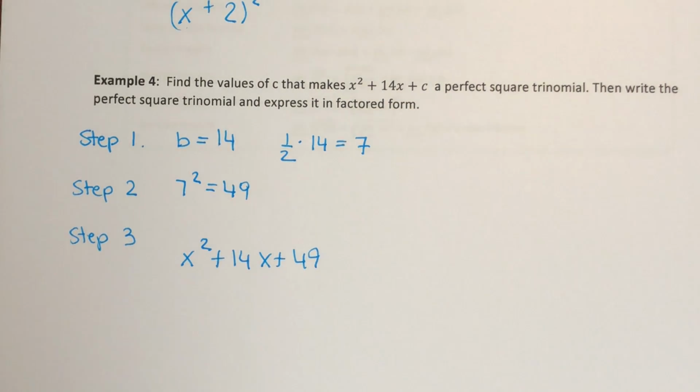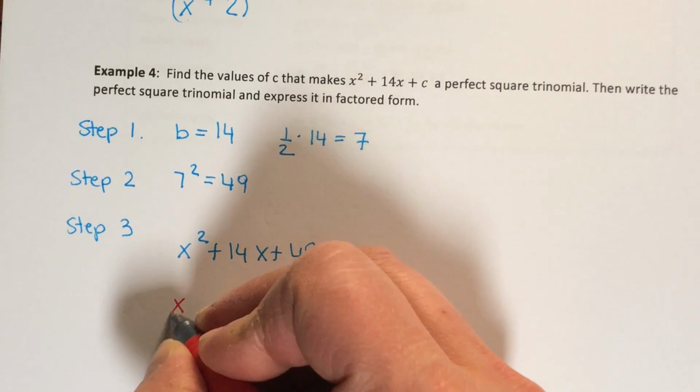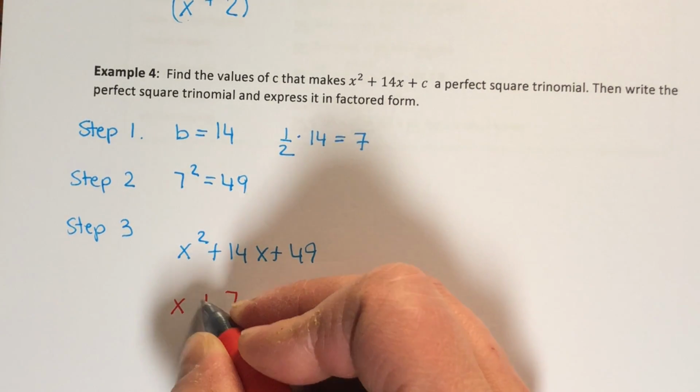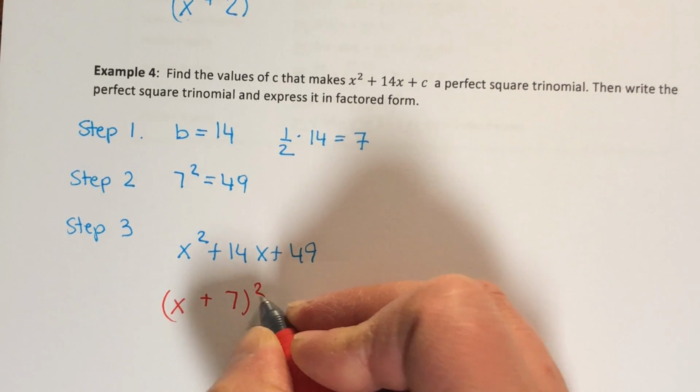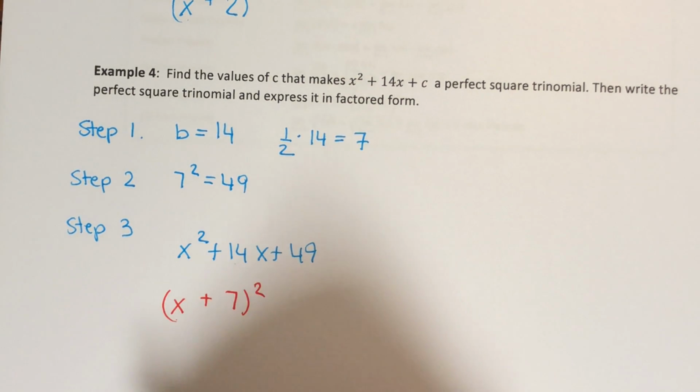That is the first part of the answer. And then the second part of the answer is we want to express this in a factored form. Square root of x squared is x, square root of 49 is 7, plus sign in between, and square it. Let's double check. 7 times x is 7x, times 2 is 14.